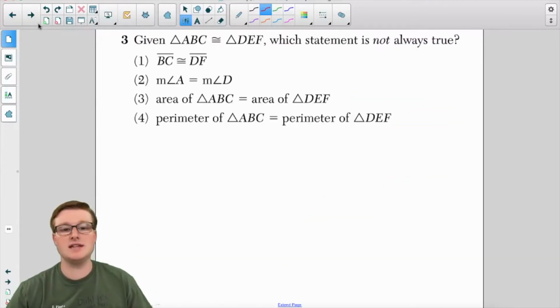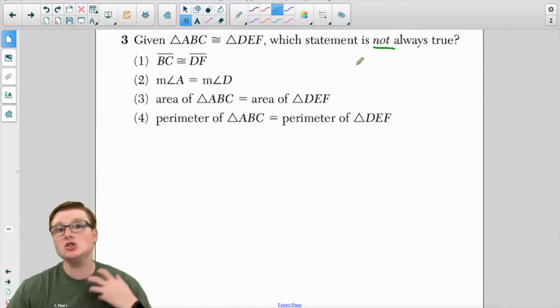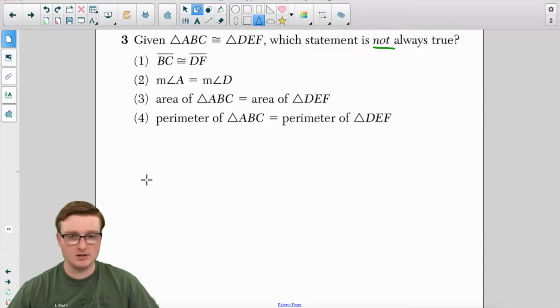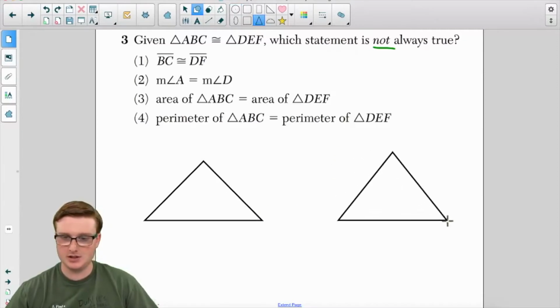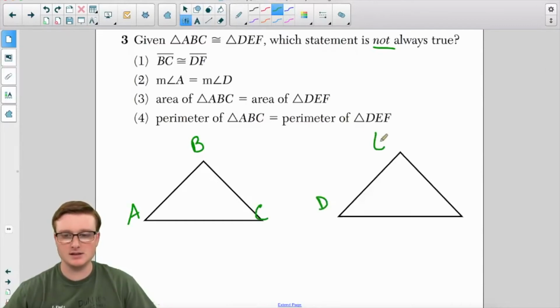Moving on to question 3. Given that triangle ABC is congruent to triangle DEF, which statement is not always true? So immediately you have to think to yourself, I have to draw a figure. I need to draw two triangles that are congruent to each other: triangle ABC and triangle DEF. Which statement is not always true?